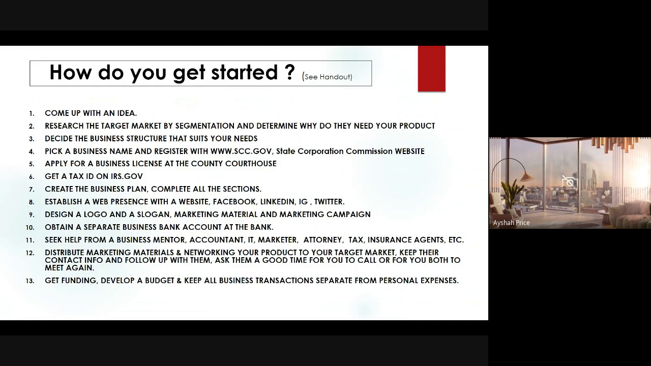Number 10, obtaining a separate business bank account at the bank. It's legally required that you keep your business separate from your personal account. And then also tying those accounts into whatever software you're going to use to manage your bookkeeping. I have an accounting degree, but you don't have to have one to manage your business successfully, financially.